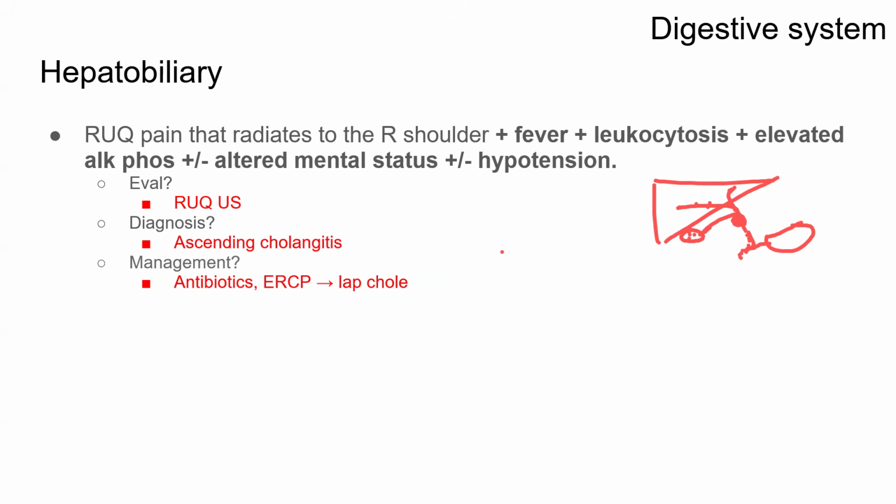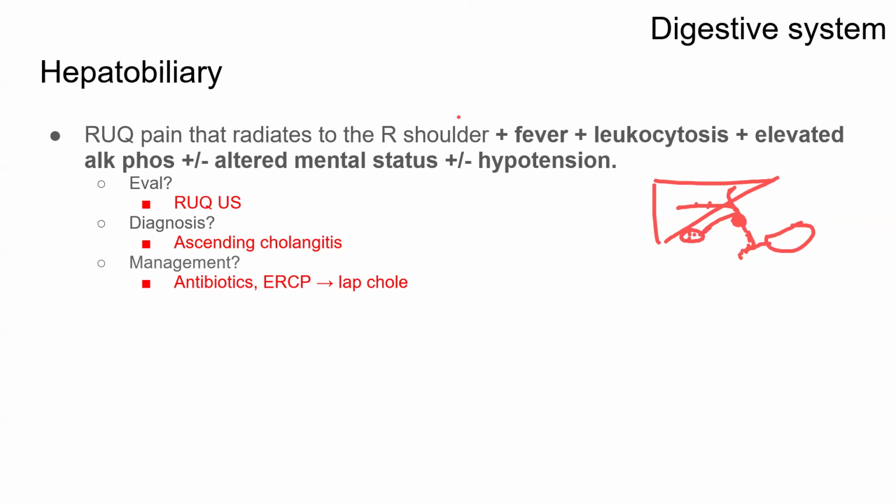Okay, before I talk about the next condition, one important thing to consider for ascending cholangitis is the Charcot triad and Reynolds pentad. I'm not sure why it didn't show up. I thought I added it, but it's not here.